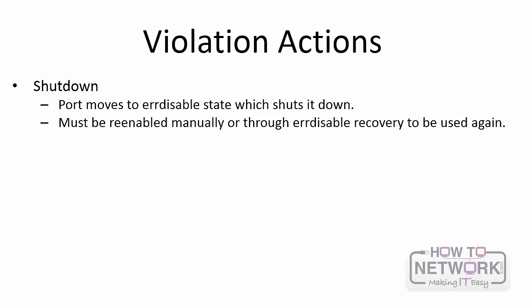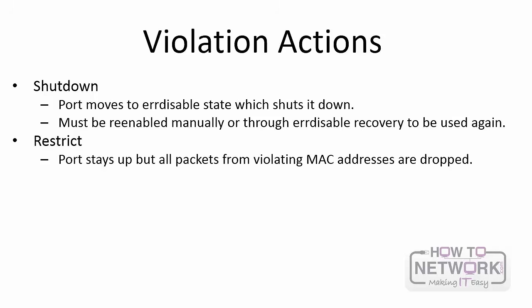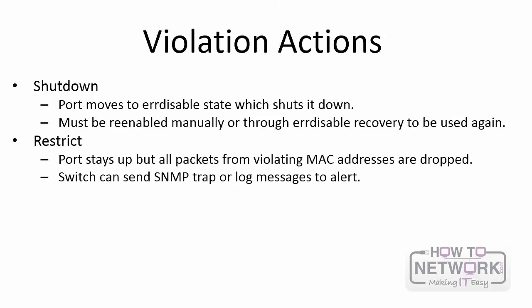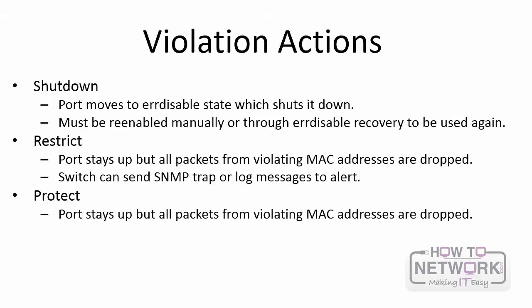Next is restrict. And in this case, the port is allowed to stay up, but all the packets from violating MAC addresses are still dropped. In this case, the switch keeps a running count of the number of violating packets and can also send syslog messages or SNMP traps as alerts of the violation. And then finally there's protect, and this is where the port still stays up, just like the restrict mode, but the packets are still dropped from violating addresses, but in this case there's no record of a violation kept.